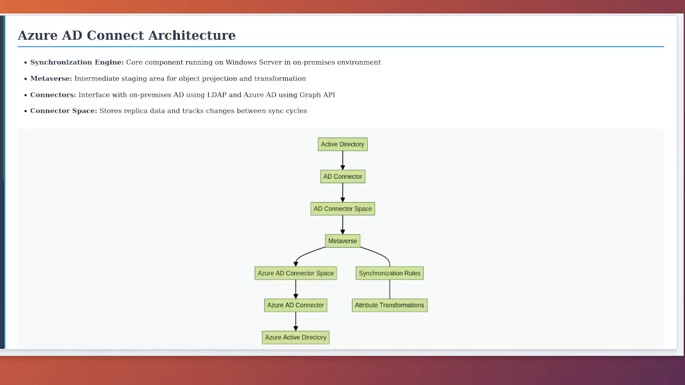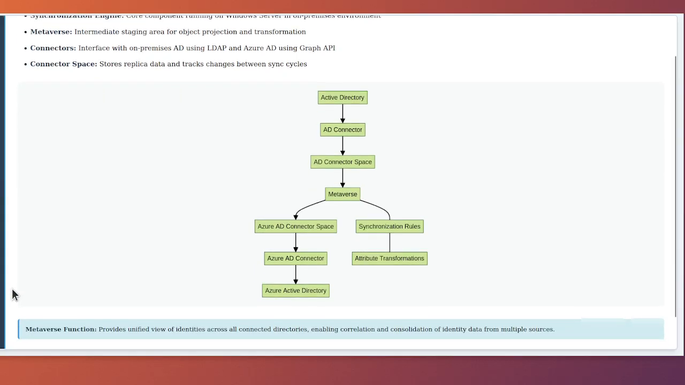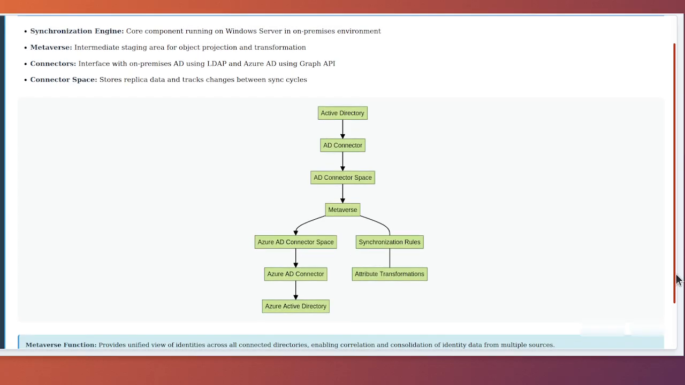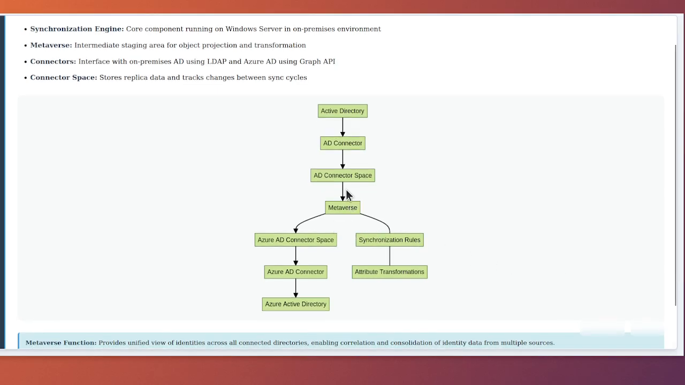Core Components Architecture. Understanding the architecture of Azure AD Connect requires examining its core components and how they interact. The system consists of several essential elements that work together to establish and maintain synchronization between on-premises Active Directory and Azure Active Directory. At the heart of this architecture is the Azure AD Connect synchronization engine, which runs on a Windows server within your on-premises environment.